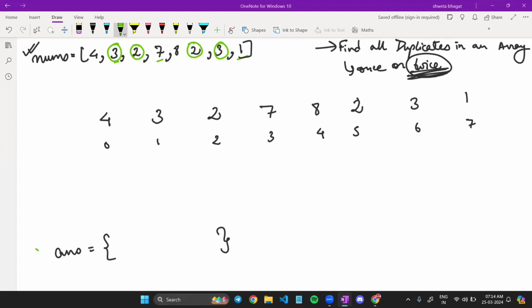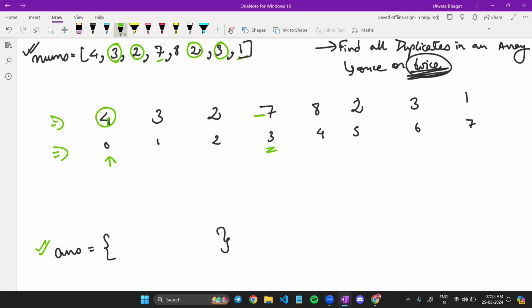Initially, this is our answer vector, which is empty, and we have the elements of nums over here, and these values represent the indices, okay? So we will iterate over nums, and what is the value we are getting over here? It's 4, right? So we will set the element present at the 4 minus 1 index, correct? What is 4 minus 1? 4 minus 1 is 3. So we will set the value present at this third index to the negative of it. Since we have 7 over here, we'll set this 7 as minus 7, correct?